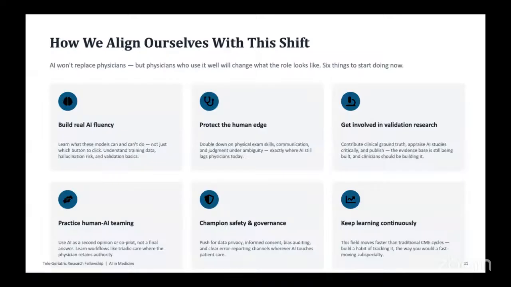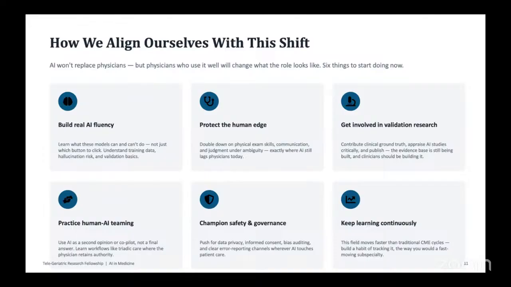So given everything I have just walked through, the natural question is, what should we personally actually be doing about it? I want to give you six concrete things, not vague encouragement to stay current. One, build real AI fluency. This means genuinely understanding what these models can and can't do, how they are trained, what hallucination risk looks like, and the basics of how validation works, not just knowing which button to click.